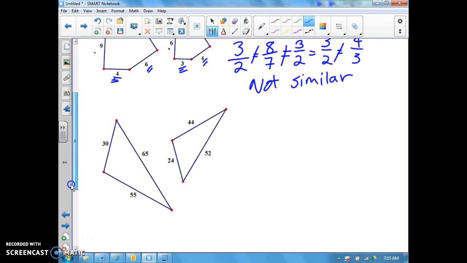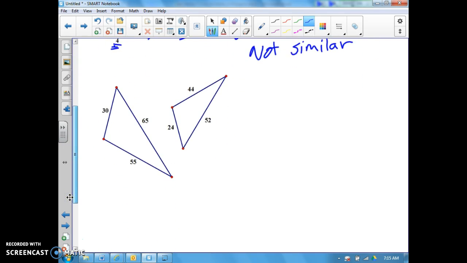Okay, now let's do our last one here. I'm going to use scale factors this time, and be very careful. They're in different orientations. So what I really need to do is look at the longest side and the longest side of each shape, the middle side and the middle side, the shortest side and the shortest side. So looking, my longest side on my bigger triangle is 65. The longer side on this triangle is 52. So I'm going to find my scale factor, 65 over 52, which gets me 5 over 4.